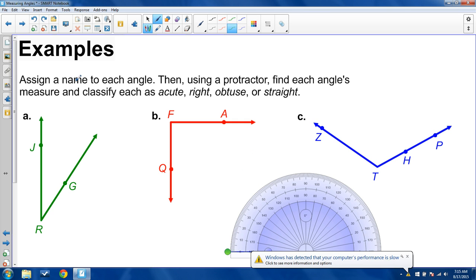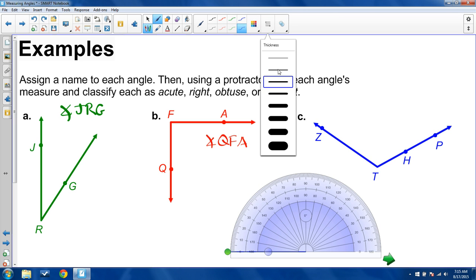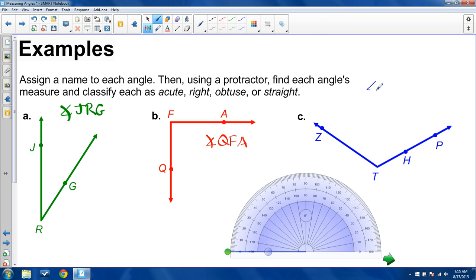So let's go ahead and assign a name to each first. Let's do that one at a time. So this one is angle JRG. Now I could have just called this angle R, right, because it's the only one of its kind, or I could have called it angle GRJ. But let's try with three-letter names. So angle JRG or angle GRJ. This one right here is called angle QFA or AFQ. And this one right here is called angle ZTH.